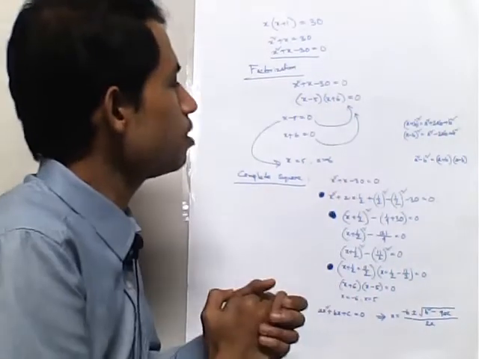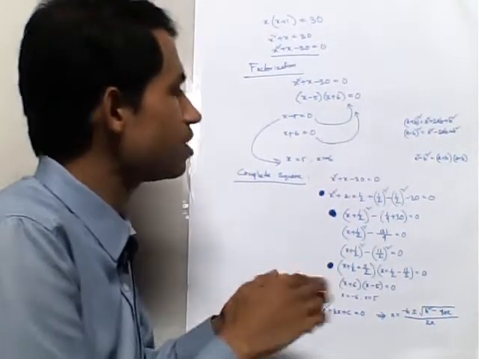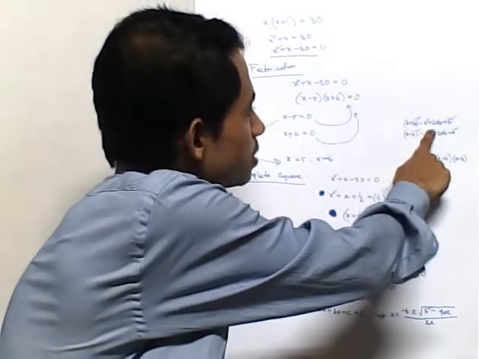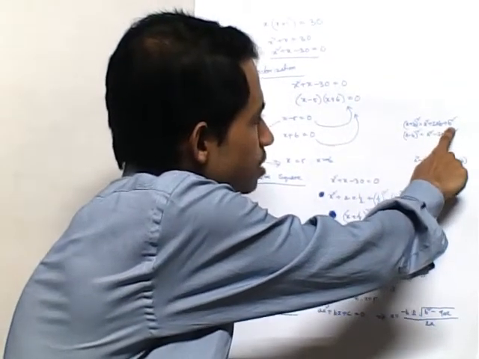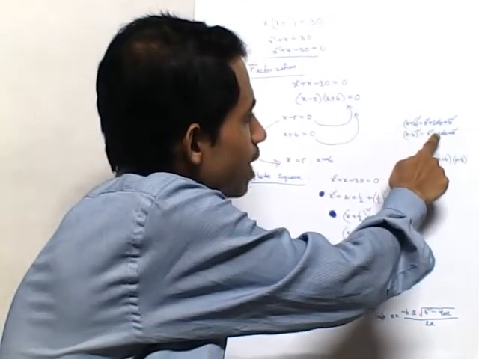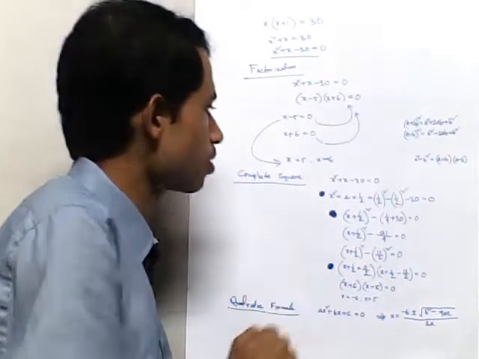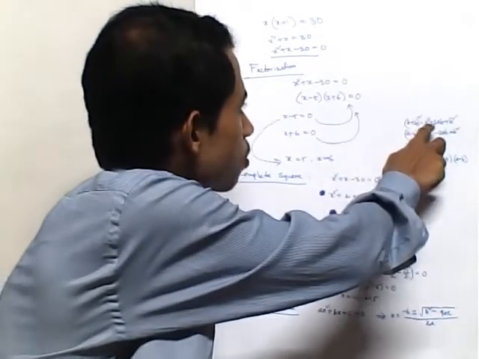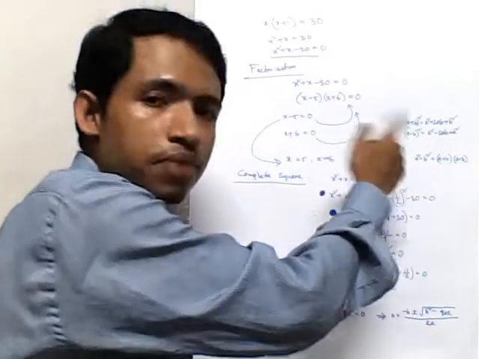To complete the square, we will use two formulas, which are (a plus b) whole square equals a square plus 2ab plus b square, and the other one is (a minus b) whole square equals a square minus 2ab plus b square. So let's compare this formula's expansion term by term.